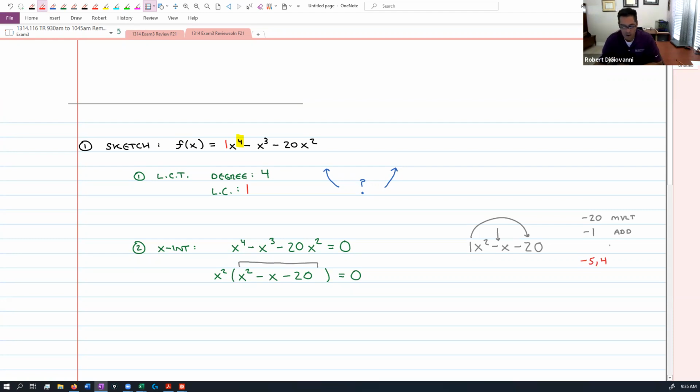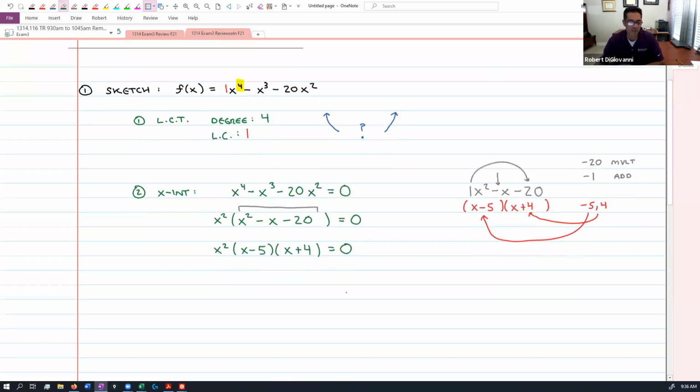Good. And so what that tells me is that this would factor into two factors. It'll be x minus 5 and x plus 4, using those two numbers here. All right, so here we go. We have x squared, then this becomes x minus 5, then this becomes x plus 4, and then equals 0. Now we have completely factored it.